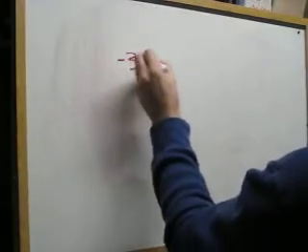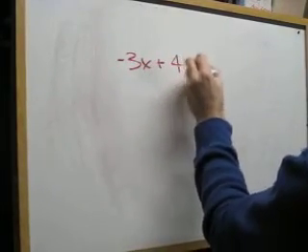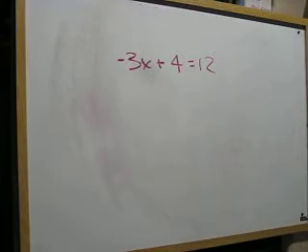Lesson 4.4, page number 285. Name of this section is Linear Equations in One Variable. What we've been doing is linear equations. Any of the problems we've done with equal signs, if we have them written as complicated as negative 3x plus 4 equals 12, it's called a linear equation.